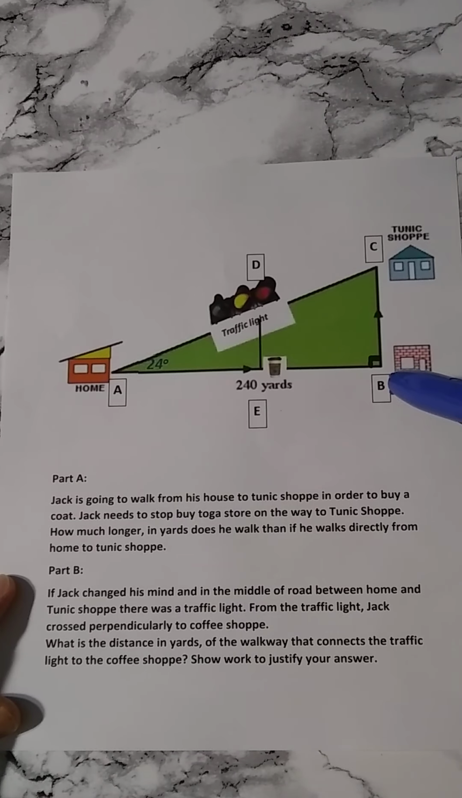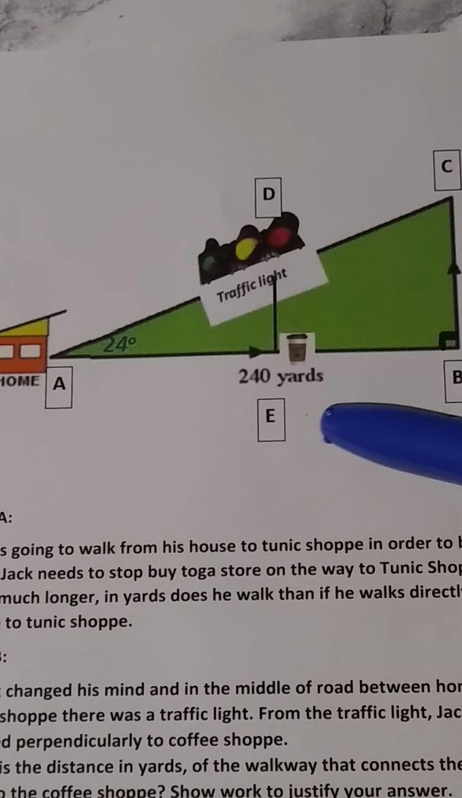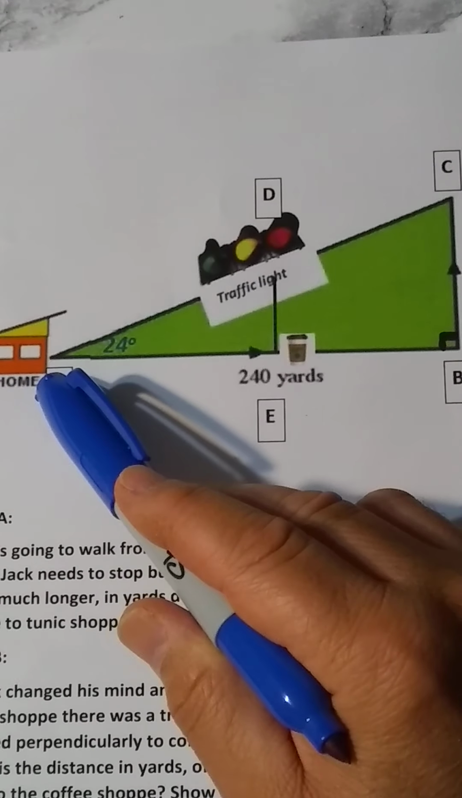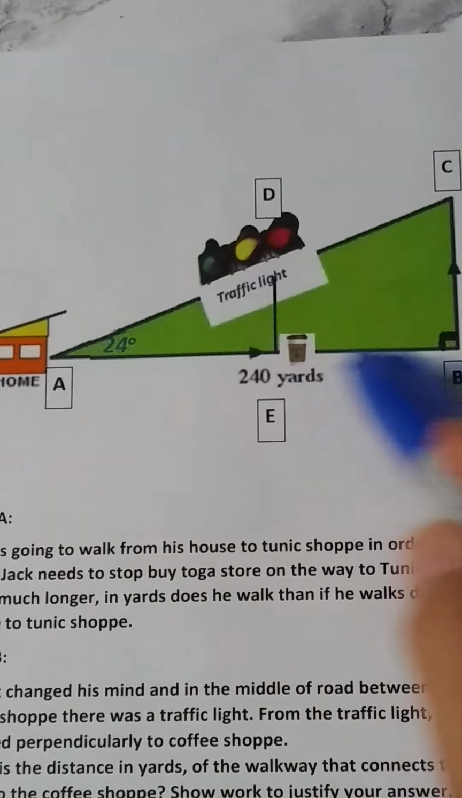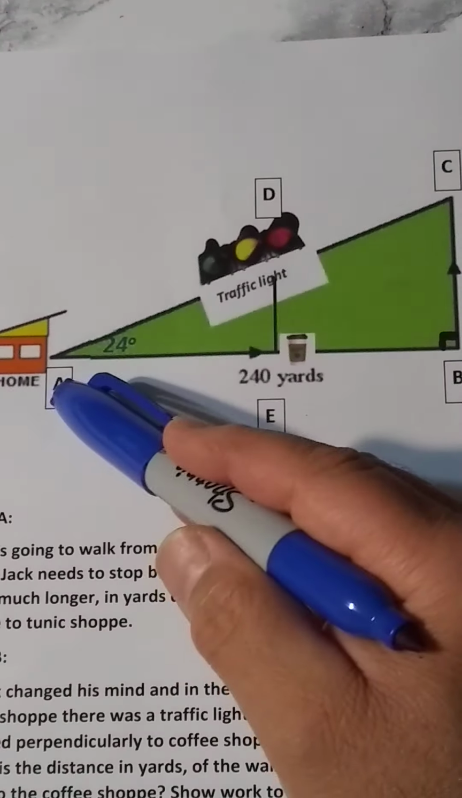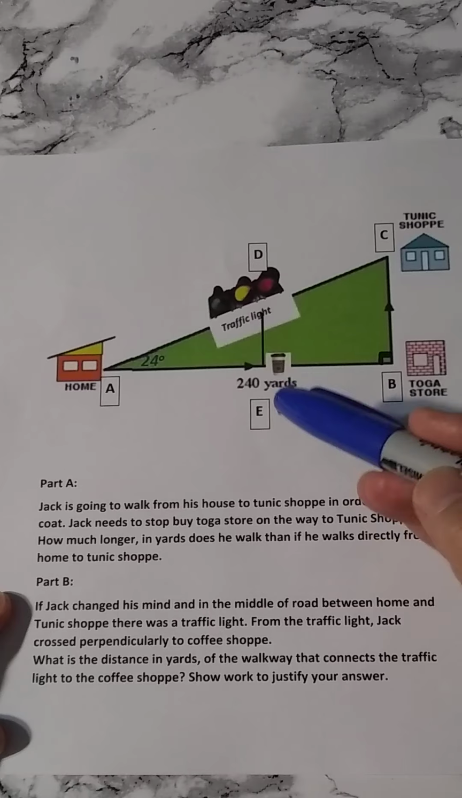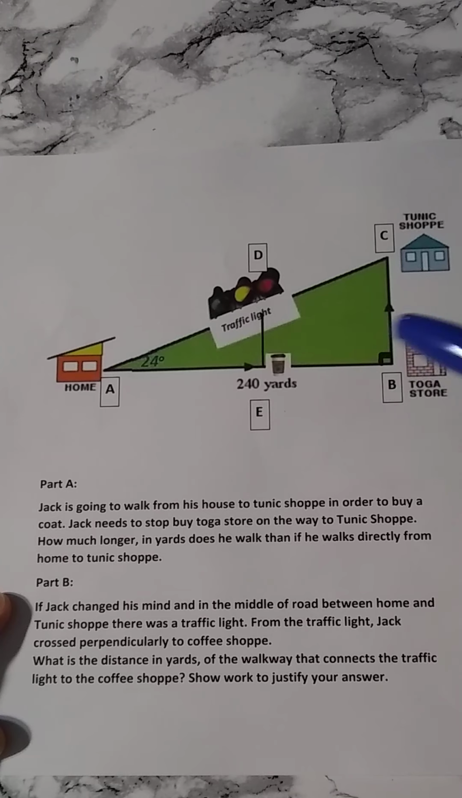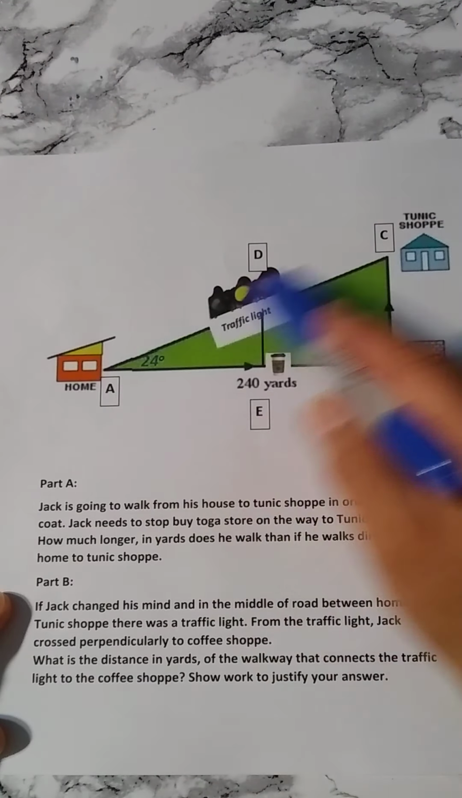On the way to the shop, how much longer in yards does he walk than if he walks directly from home to the shop? So here's the question. If Jack goes to the shop and follows this way, A to B and then from B to C, we need to add the distance AB plus BC. This is distance 1. And distance 2 is if he walked directly from A to C. We need to find the difference: AB plus BC minus the distance directly from A to C.